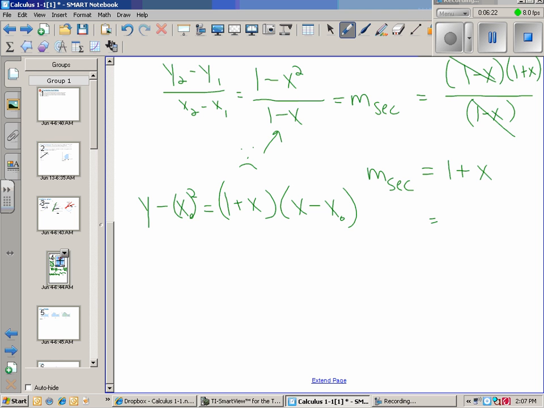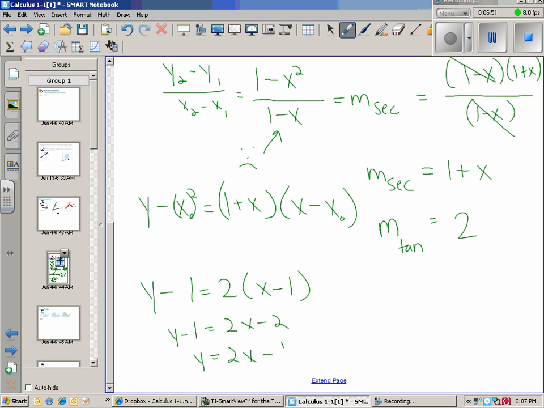I can plug in 1 here, in which case now I'm talking about the slope of the tangent line, because I can evaluate this, and I get the slope at that place is 2. And so now I can say the slope of the tangent line is equal to 2 at the point (1, 1). And so a little bit of algebra, and I'm going to end up with y equals 2x minus 1. Okay, that's the finished product.